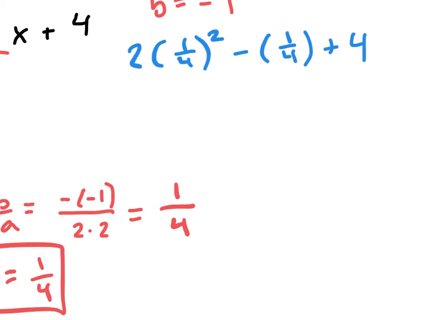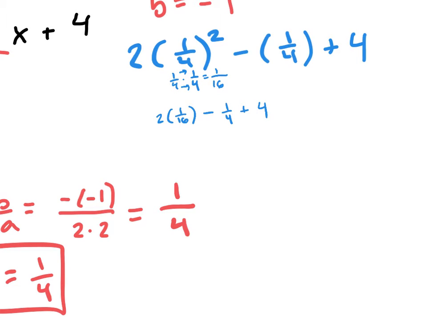So what should we do first? 1/4 squared. So we have 1/4 times 1/4. What's 1/4 times 1/4? 1/8. So remember, we multiply the tops together, so that gives us 1, and we multiply the bottoms together. So what's 4 times 4? 16. So we have 2 times 1 over 16 minus 1/4 plus 4.